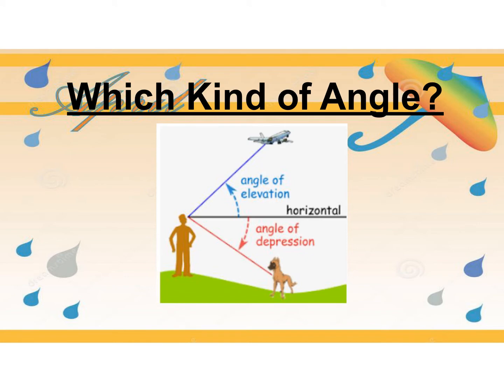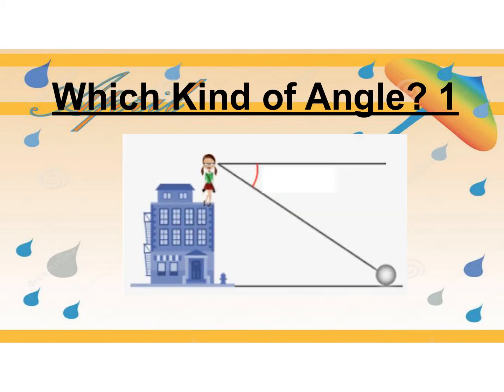So when we think about the kind of angle, if you're looking straight out and then you look up, you have angle of elevation. If you look down, you have angle of depression. What kind of angle of elevation or depression is coming from this girl? This would be down, so this is an angle of depression.